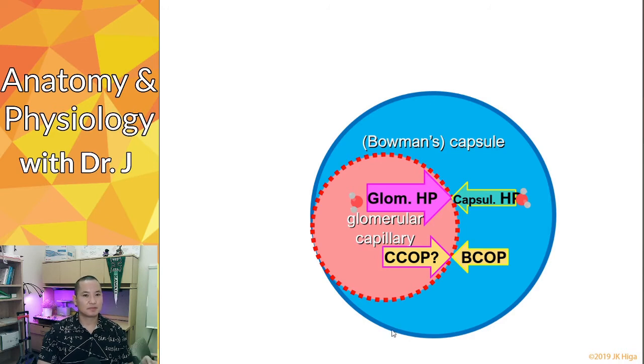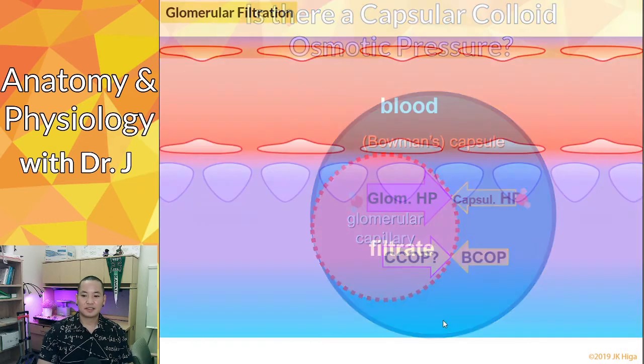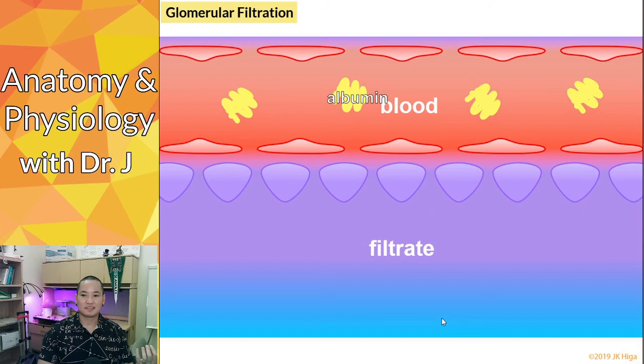This is why it's very important to know that serum albumins should stay where they are. Is there a capsular colloid osmotic pressure, a CCOP? Well, what's driving BCOP? Those serum albumins, right? So there should not be a CCOP, right? Because again, the serum albumins should stay where they are.